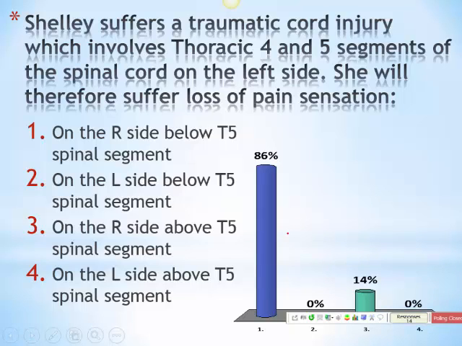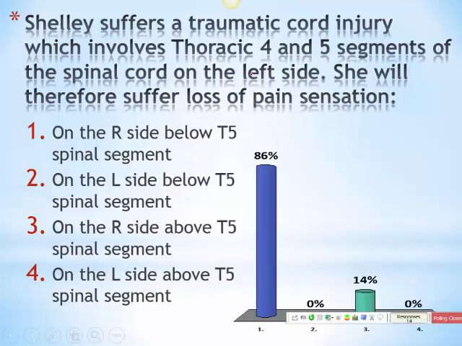Okay, so this person had an injury on the left side. She will therefore suffer loss of pain sensation on the right side. She had an injury which involved T4 and T5. So everything above that is going to be normal, right? It's only below that there's going to be a problem. And the problem is going to be on the opposite side.